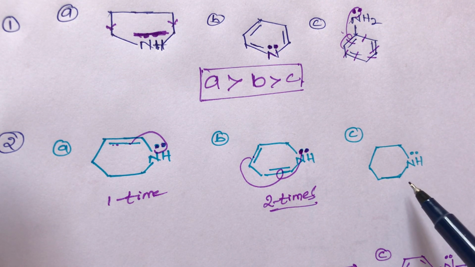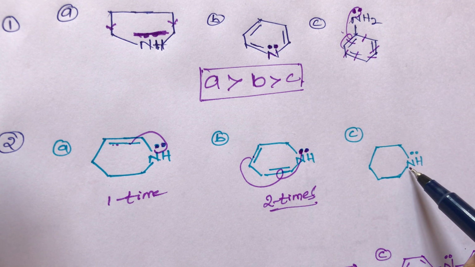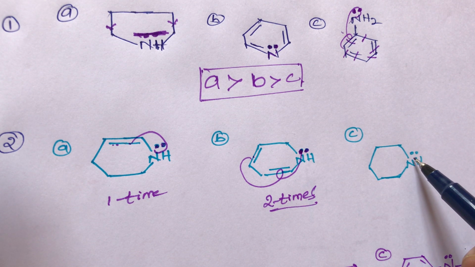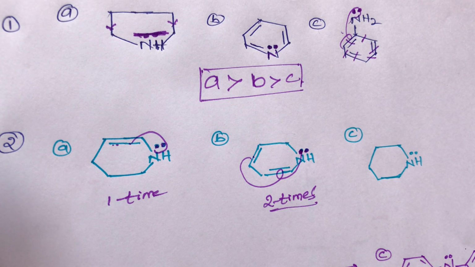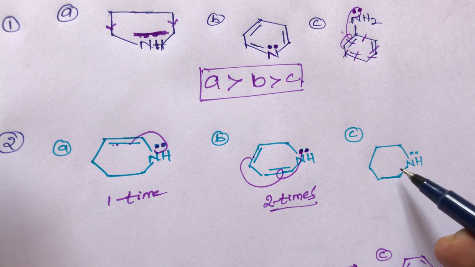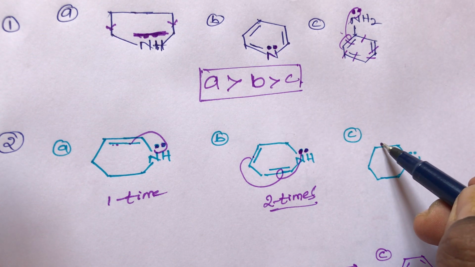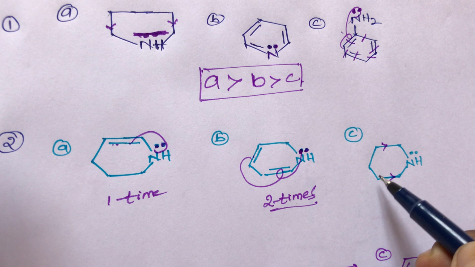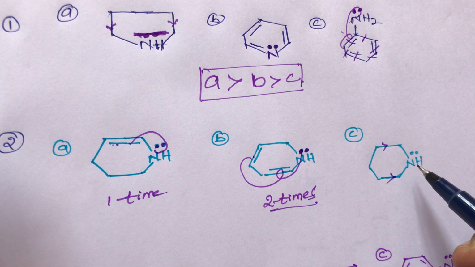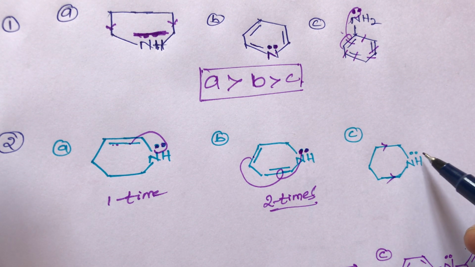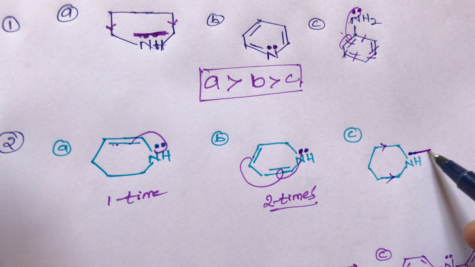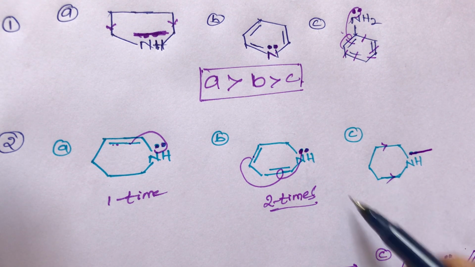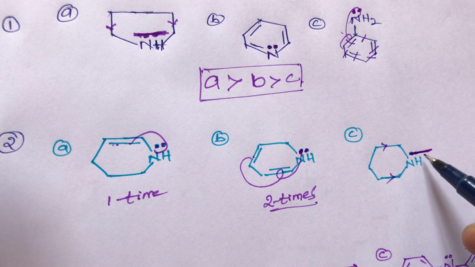What about the C compound? There is no double bond. This NH group has one lone pair. This lone pair does not participate in the resonance. Here all are single bonds, there is no double bond. So what is the role of this group here? This group is always electron releasing. In the cyclic structure, this group is an electron releasing group. So here electron density increases on nitrogen. In the C compound, electron density increases on nitrogen.